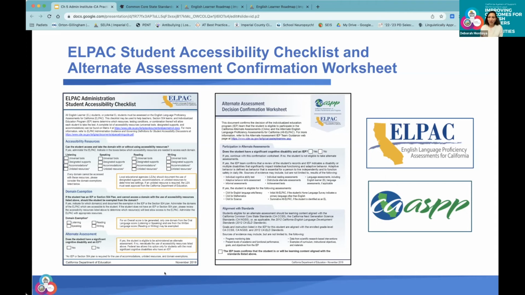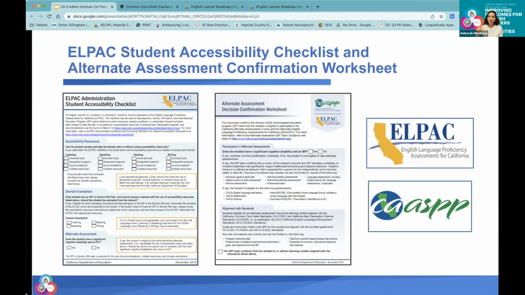Domain exemptions are allowable. They have been. For those of you who also wear your hat as an EL coordinator, and maybe you're thinking about the FPM process on the EL side, we were just looking at that yesterday, and my friends will correct me. I think it's 3.5. 3.5 of the FPM matrix, where it specifically asks teams to consider domain exemptions.